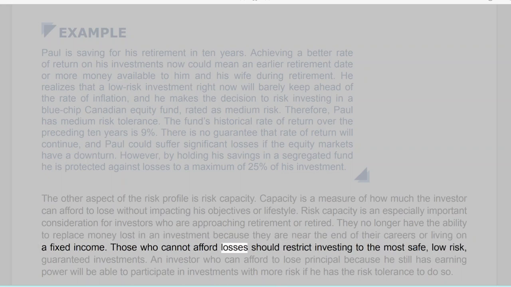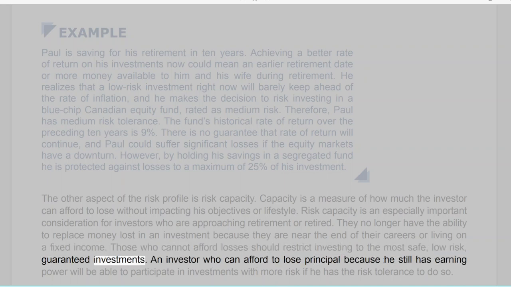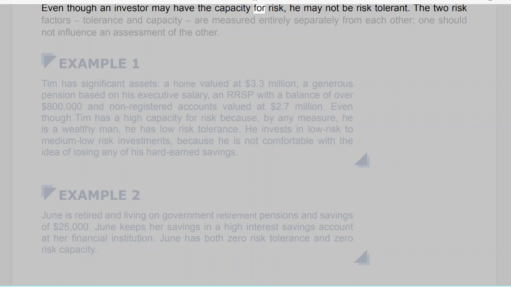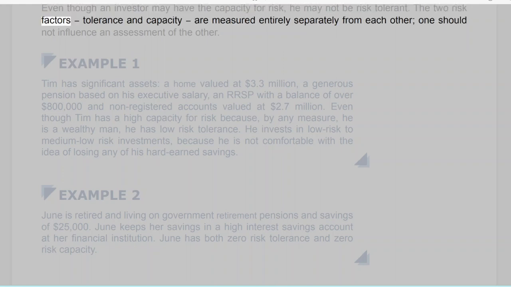Those who cannot afford losses should restrict investing to the most safe, low-risk, guaranteed investments. An investor who can afford to lose principal because he still has earning power will be able to participate in investments with more risk if he has the risk tolerance to do so. Even though an investor may have the capacity for risk, he may not be risk tolerant. The two risk factors, tolerance and capacity, are measured entirely separately from each other. One should not influence an assessment of the other.